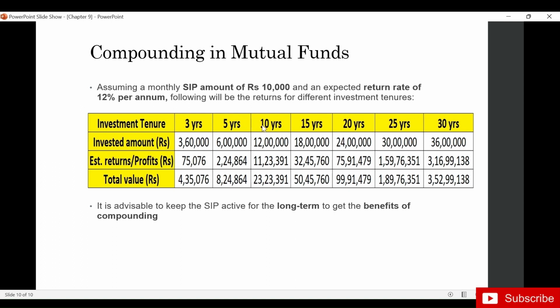Similarly, you can compare 10 years and 30 years investment tenures. So in 10 years you invested 12 lakh, and in 30 years you invested 36 lakhs. So the investment amount has increased by 3x. But if you compare the profits, for 10 years were almost 11 lakhs, whereas for 30 years they were 3 crore 16 lakhs. So the profits have increased by almost 30 times. So this is the power of compounding. Hence, it is always advisable to keep your SIP active for the long term in order to gain the maximum benefits of compounding.